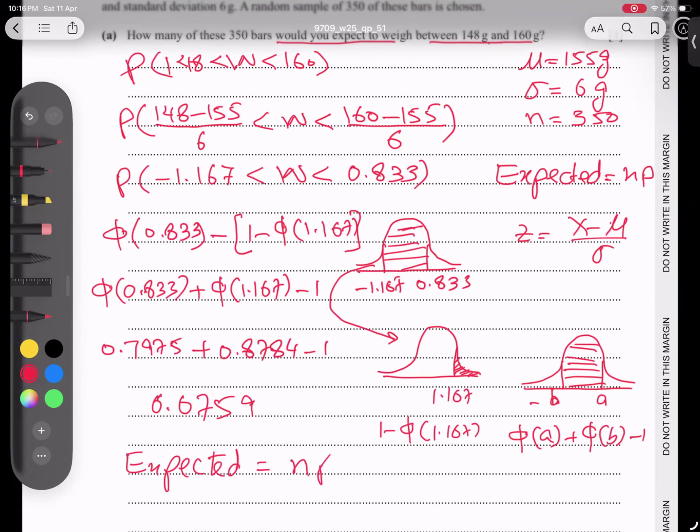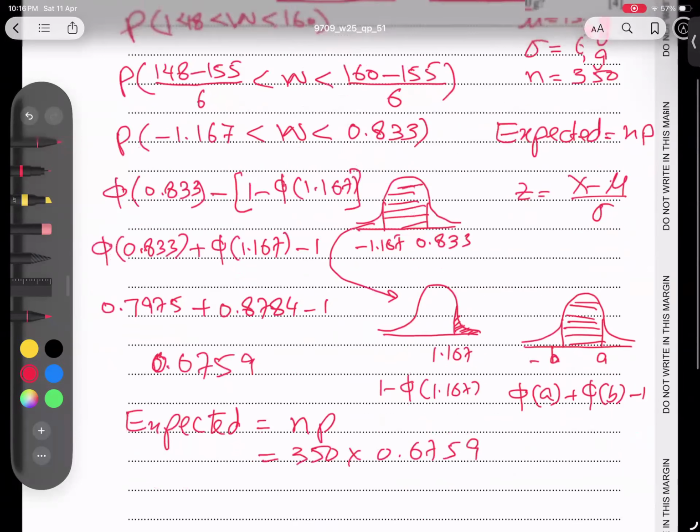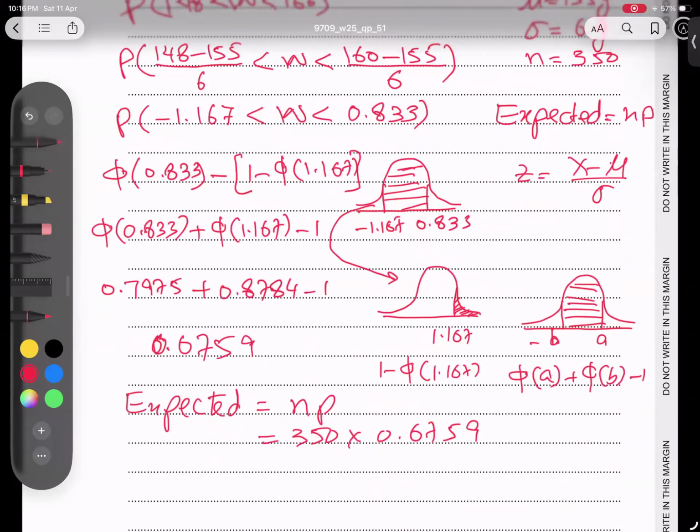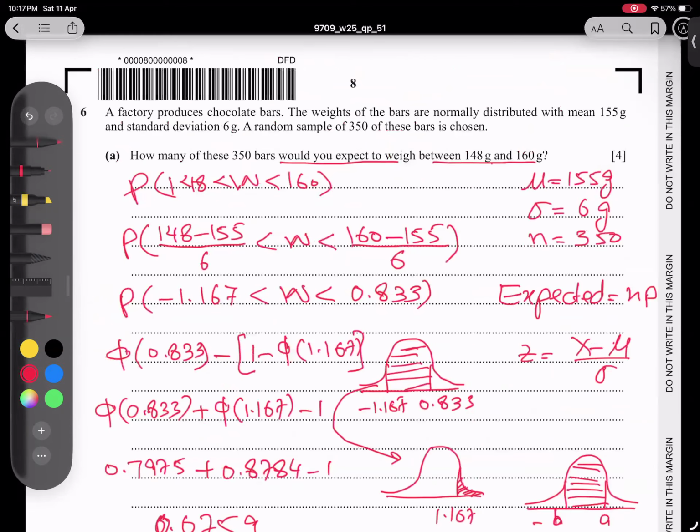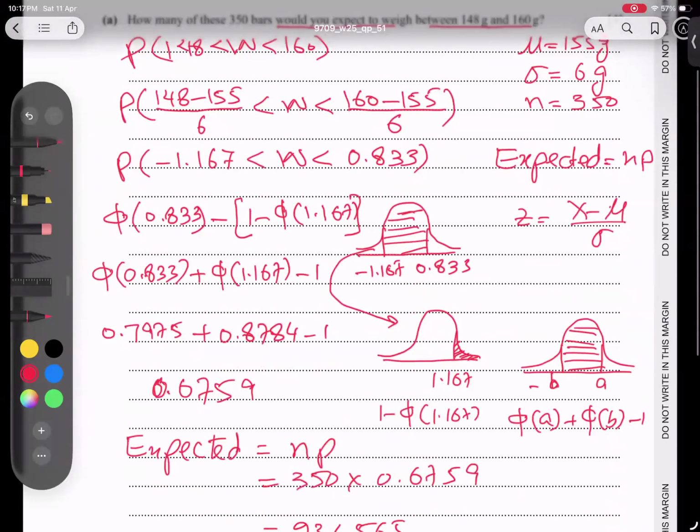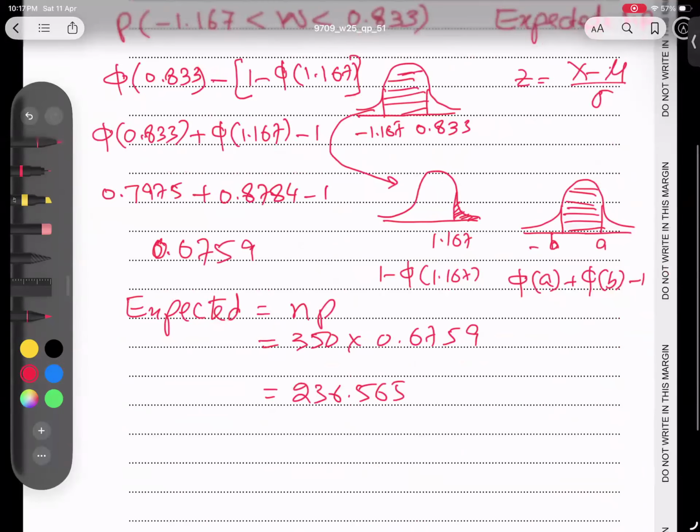So how to find expected value? The formula is NP. N is 350, and P is 0.6759. So when I multiply by 350, I'm getting the answer 236.565. So what's the rule? We have to do it because this is representing bars. So half a bar we will not count. So we take 236 bars.